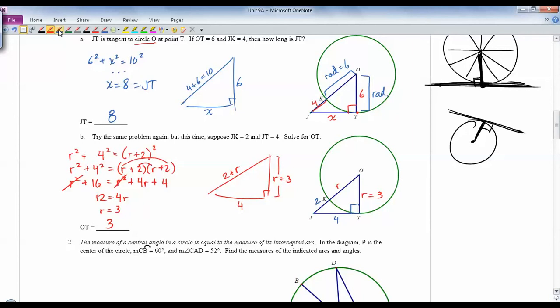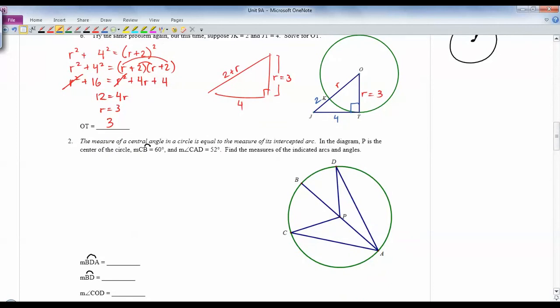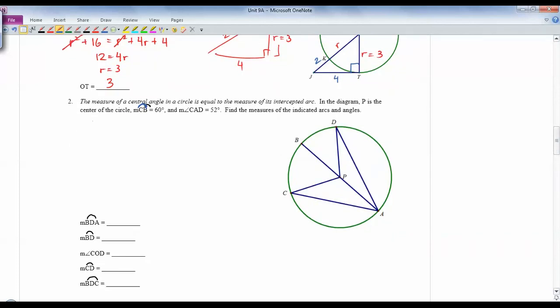Okay, in the next problem, number 2, I don't know why these arc symbols got shifted over. They should really be on top of CB there. Well, I guess that's the only one that got shifted. Okay, so there's this theorem here that says the measure of a central angle in a circle is equal to the measure of its intercepted arc. So a central angle is an angle that comes out of the center of the circle. We've actually talked about this briefly in class, but whatever angle this is, that central angle, intercepted arc means the arc that it kind of carves out in the circle.